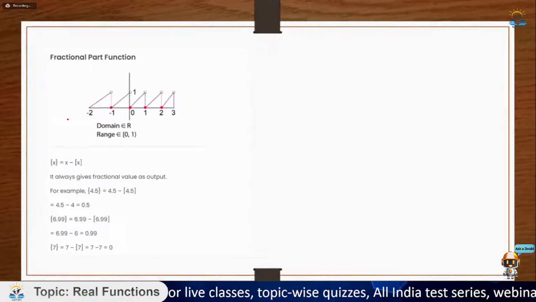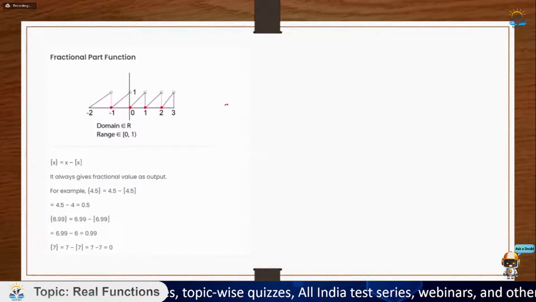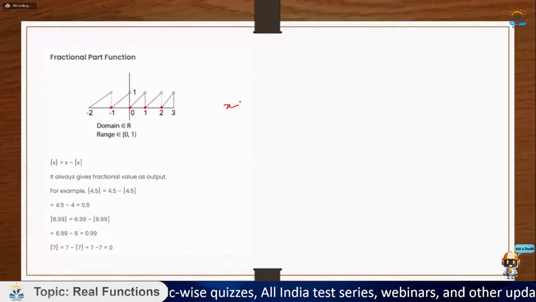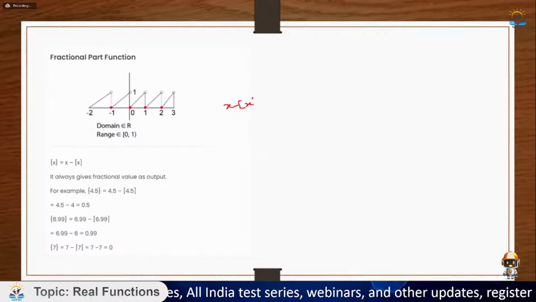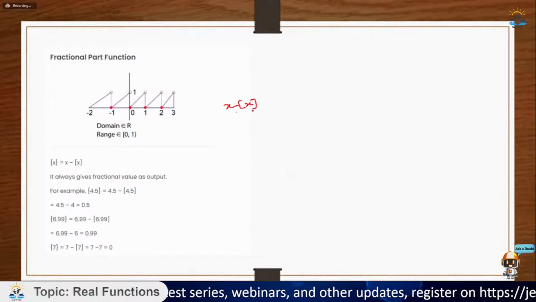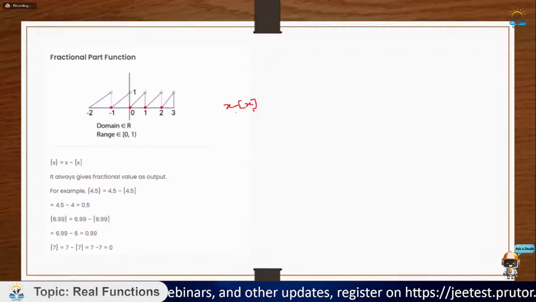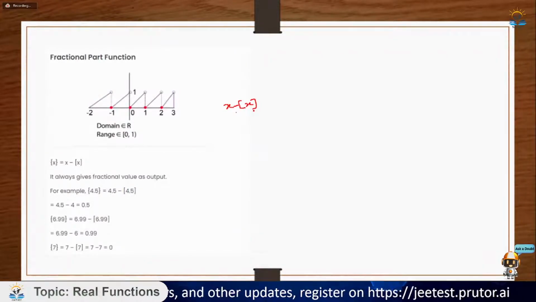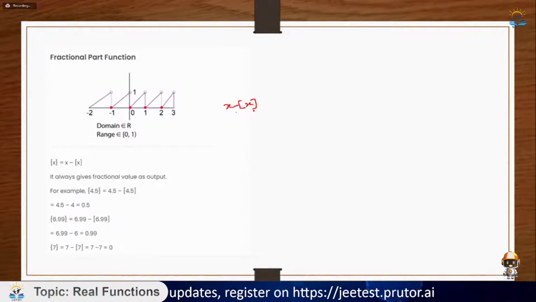Moving on to fractional part. What is the fractional part function? Fractional part is simply x minus GIF of x, the greatest integer function of x. From this you will only get the fractional portion of your value. Like if your value is 6.99, you will get 0.99. If your value is 0.72, then your answer would be 0.72 only. Basically, the fractional part of your value is the fractional part function.